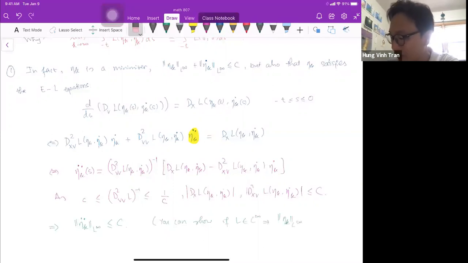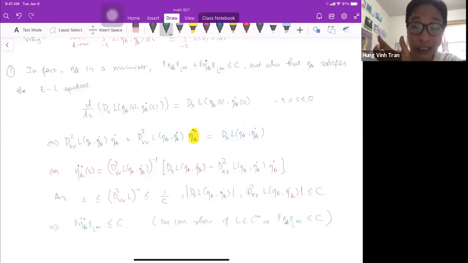Oh, maybe let me be careful. The C^m norm is bounded for any m. Okay, so that's really beautiful because of the fact that we have more, right? We have that the minimizers are surely smooth, or C^k, I mean, as smooth as the Lagrangian, but we also have that all the derivatives are bounded.